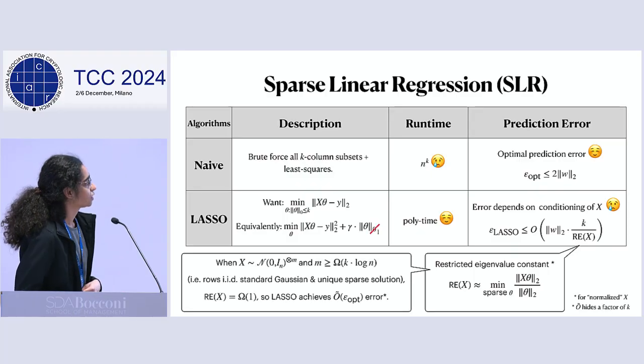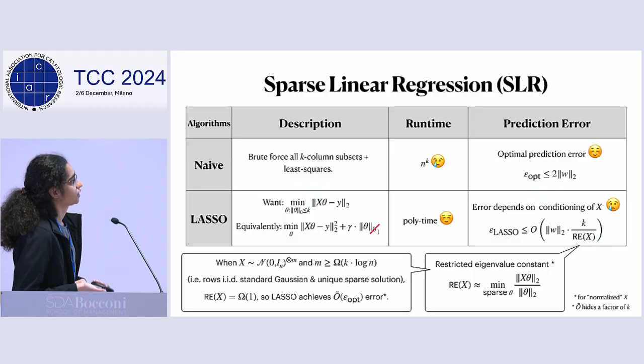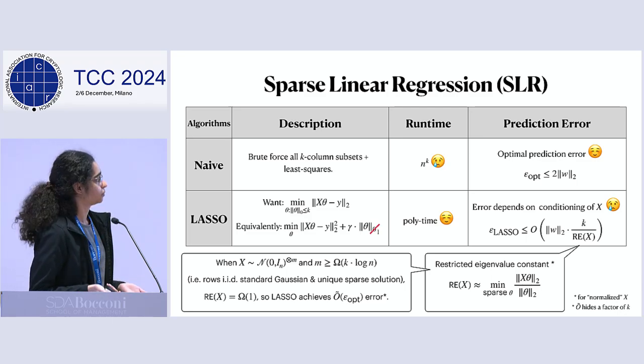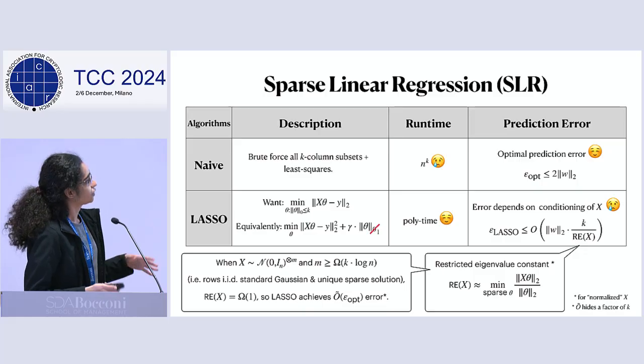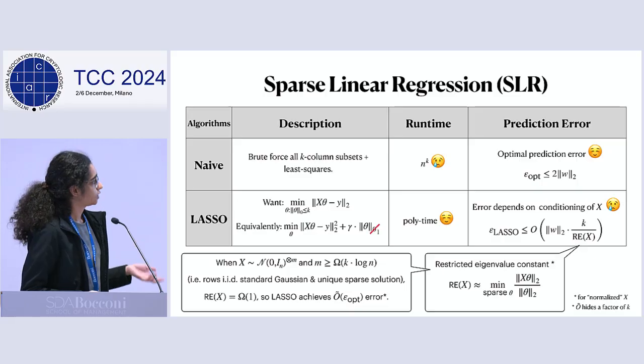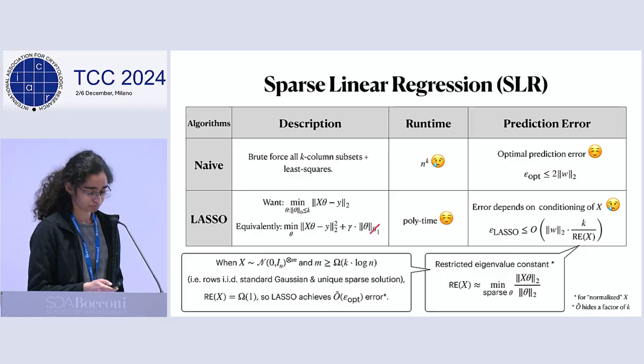So the really nice thing about lasso is that when you model the design matrix as having entries that are drawn independently at random from a standard Gaussian, which is a very reasonable model in statistics, and you have enough samples so that your solution is unique, the RE constant of this matrix is going to be really good, so lasso will achieve essentially the optimal prediction error.